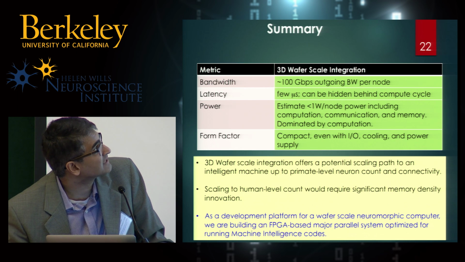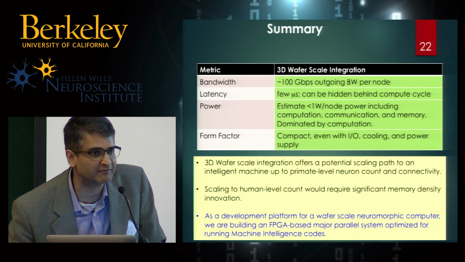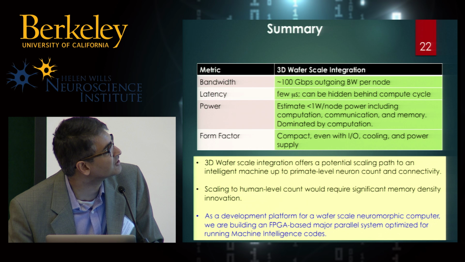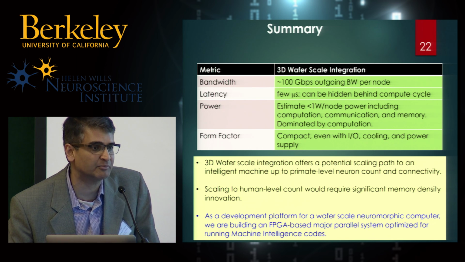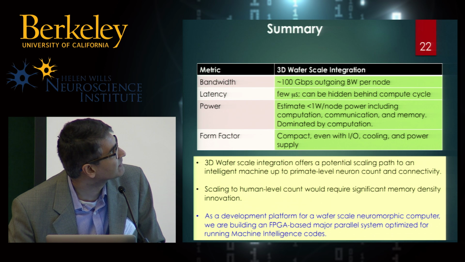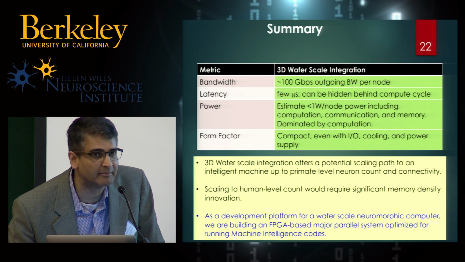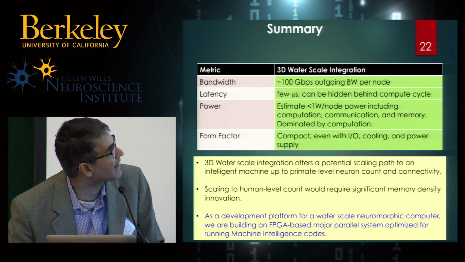So that brings me to a summary. We've looked at these metrics, the bandwidth. We feel fairly comfortable that we can accommodate the kinds of bandwidths that are needed for human brain functionality within the wafer scale integration and the ability to put a lot of wires down. The latency looks like it's in the microsecond range. This is something that could be hidden behind the compute cycle. The power estimate added up to something in the order of 1 watt per node, which includes the computation, the communication, and the memory, dominated by the computation.